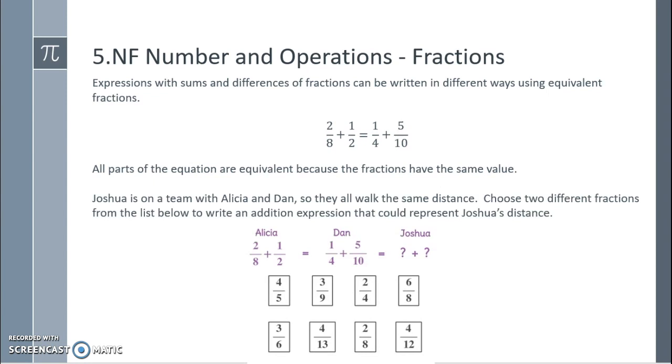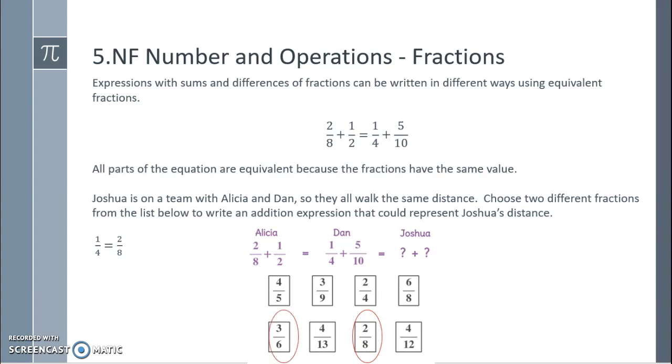So Joshua is on a team with Alicia and Dan, so they all walk the same distance. Choose 2 different fractions from the list below to write an addition expression that represents Joshua's distance. So I have 2/8 plus 1/2 equals 1/4 plus 5/10 equals what plus what? Looking at 2/8 is something that jumped out at me. I know that 2 copies of 1/8 is the same as 1/4. So that could be one of my question marks.